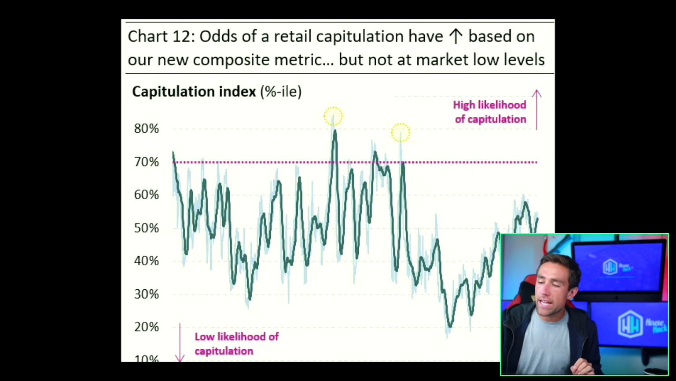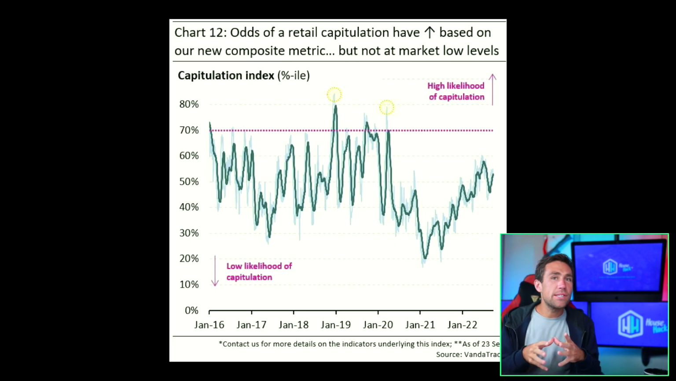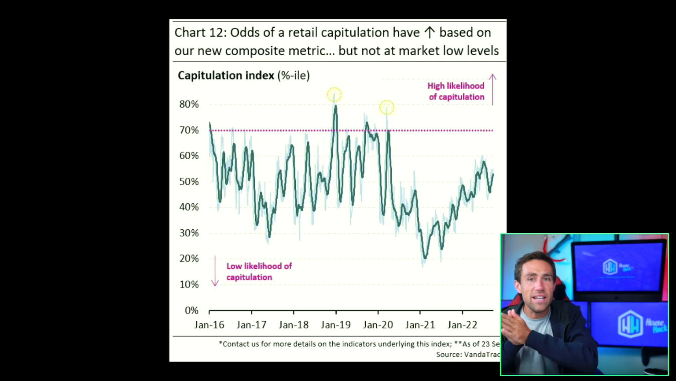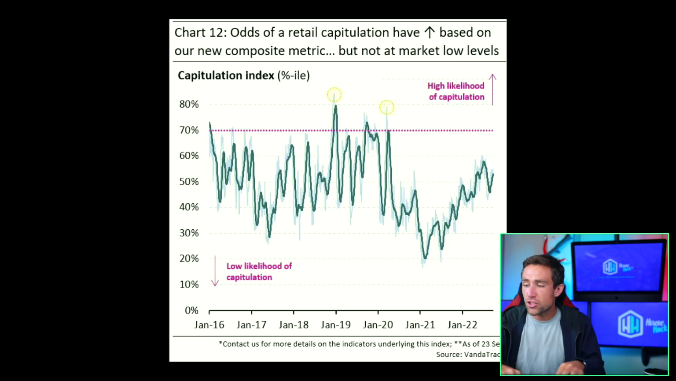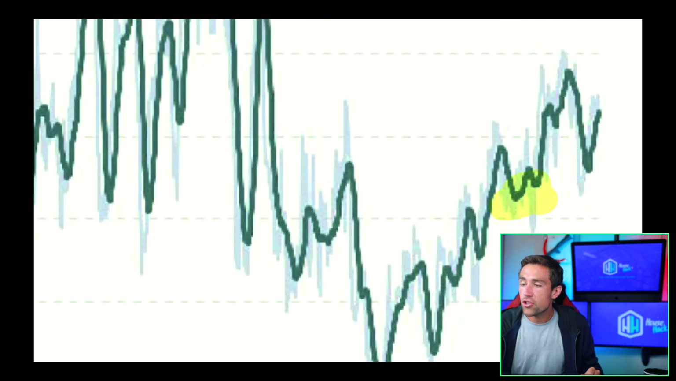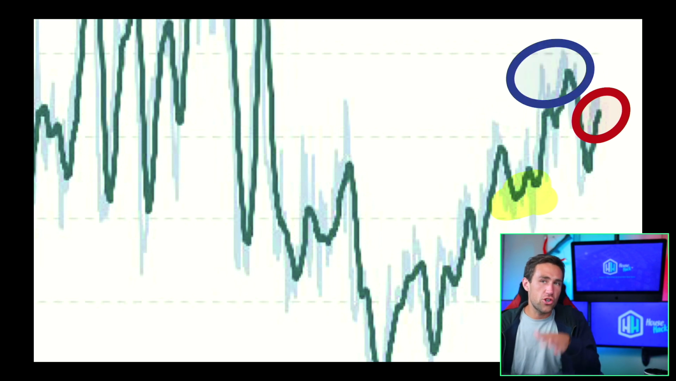I thought this was a really interesting chart. Vandatrack puts together this capitulation index, and they believe that retail investors have recently had a spike in the likelihood of their willingness to capitulate. When this sell-off started back in January and December, we were really only here, maybe about 43% likely to see retail capitulation. But now we're actually somewhere here closer to about 55% likely to see retail capitulation, which isn't like the peak we saw in June when we last revisited these numbers, but it's rising.